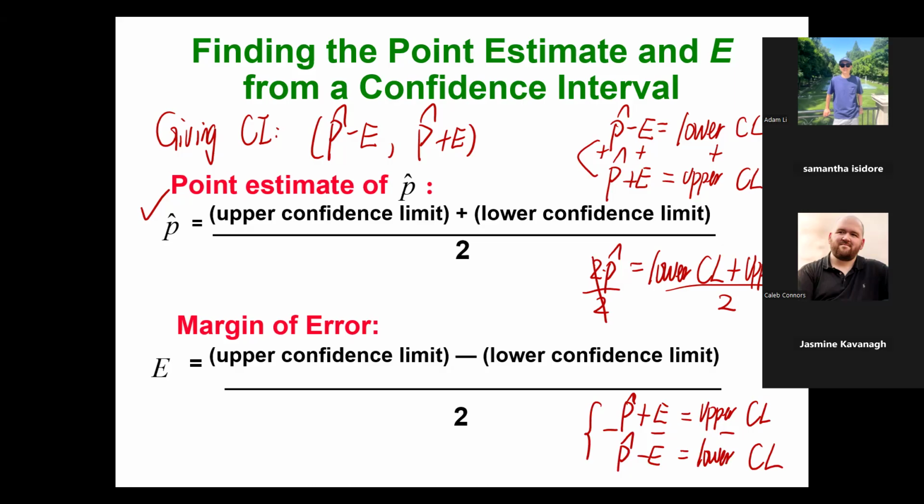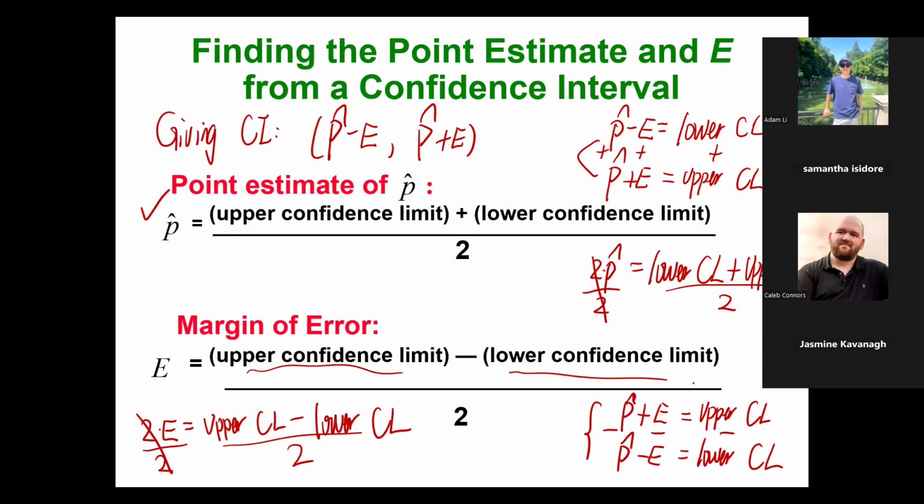So we get 2E, twice the margin error, equal to the upper confidence limit minus the lower confidence limit. Now divide both sides of the equation by 2. The margin error equals the upper confidence limit minus the lower confidence limit, divided by 2. And this is basically how they come up with these two formulas. Any question about this?